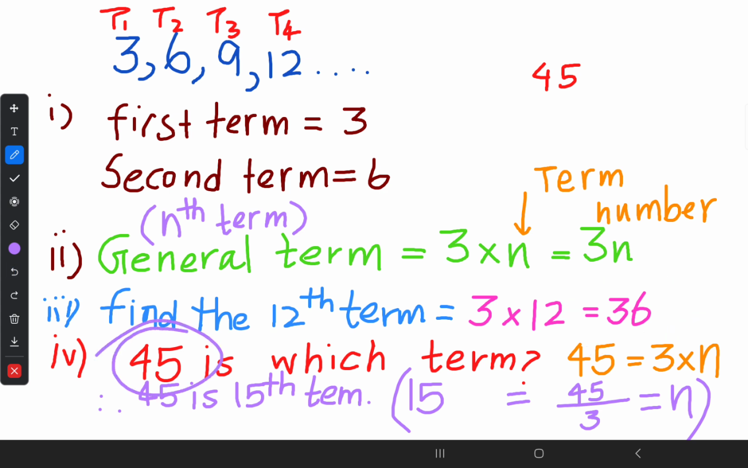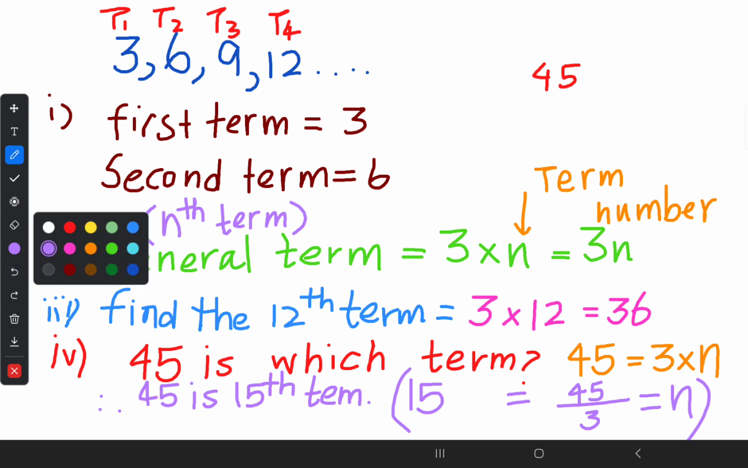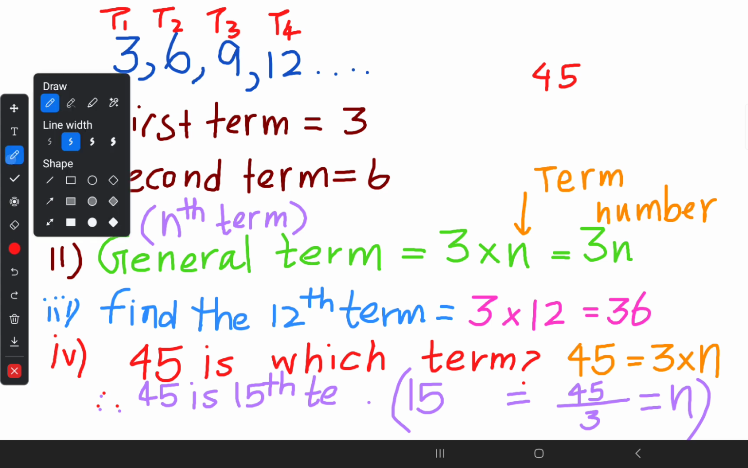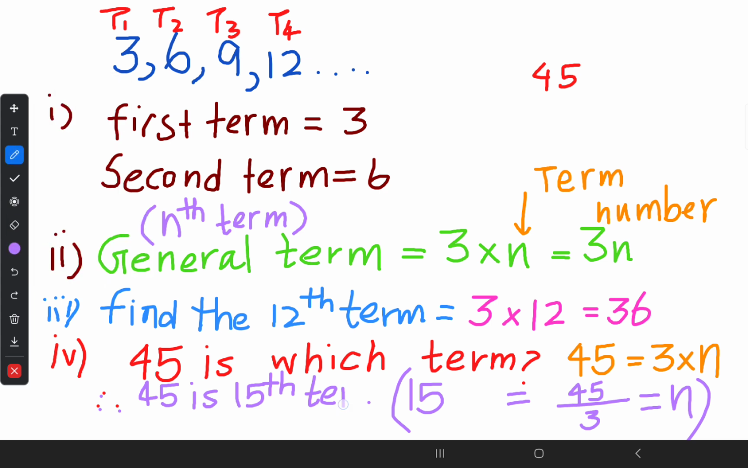Here they were given the value, and we have to find which term it is. So you should equalize this 45 with the general term. That will give you the respective n value. Finally, you can conclude, therefore, 45 is the 15th term. This is the way you should do the question in order to find your answers.